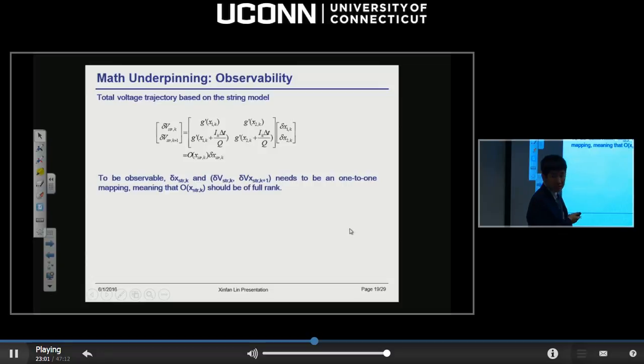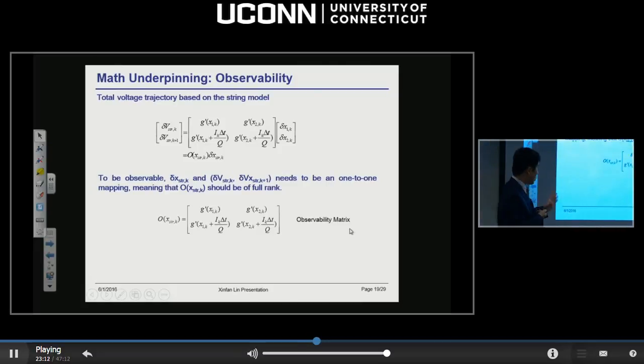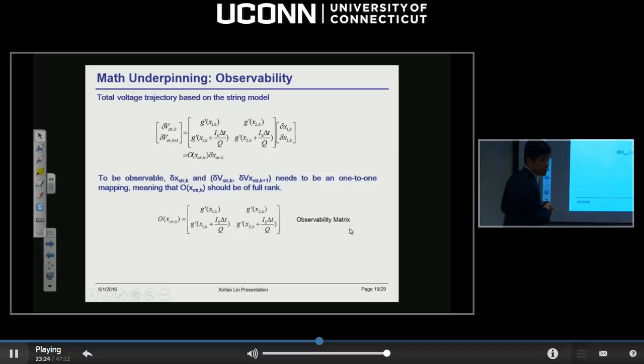And in this case, it needs to be of rank two, because we have two cells in here. So this matrix is, by definition, the observability matrix of the system. And so now we see why we need multiple measurements of total voltage. Because if we only have one measurement, then we will only have one row in here. So the rank of this matrix will be one, short of the two, which is required for observability.